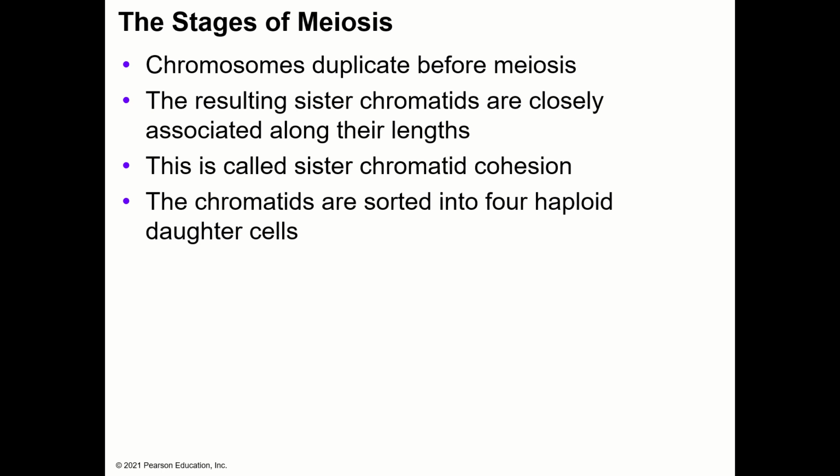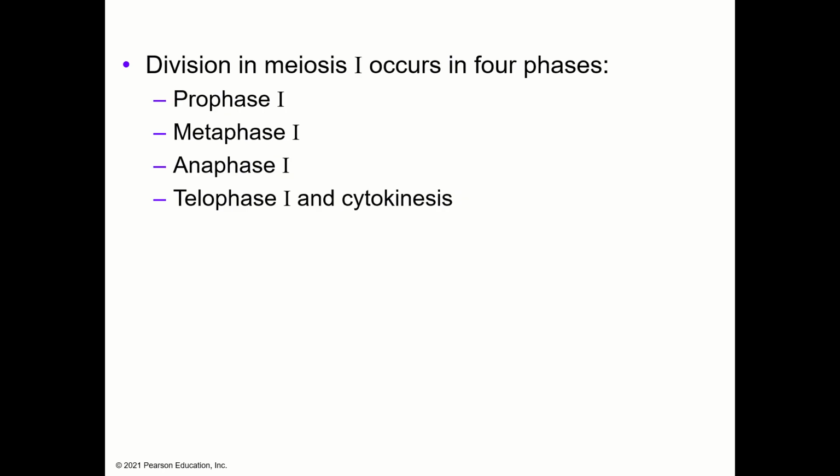The stages of meiosis: chromosomes duplicate before meiosis. The resulting sister chromatids are closely associated along their lengths. This is called sister chromatid cohesion. The chromatids are sorted into 4 haploid daughter cells. Divisions in Meiosis I occur in 4 phases, which are prophase I, metaphase I, anaphase I, and then telophase I, along with cytokinesis.